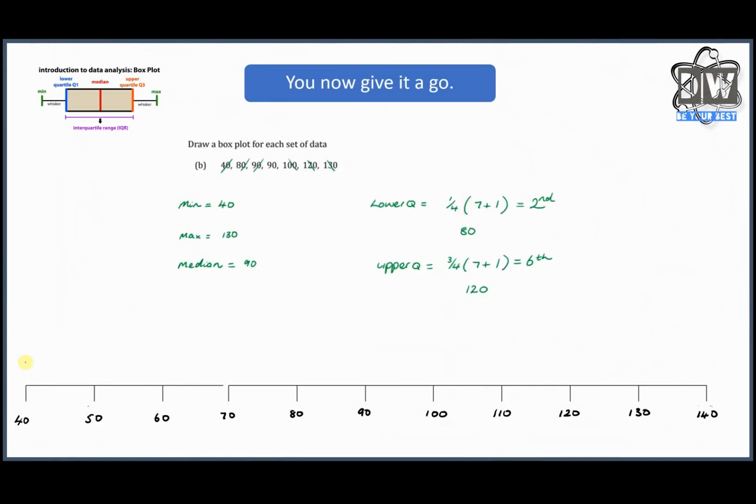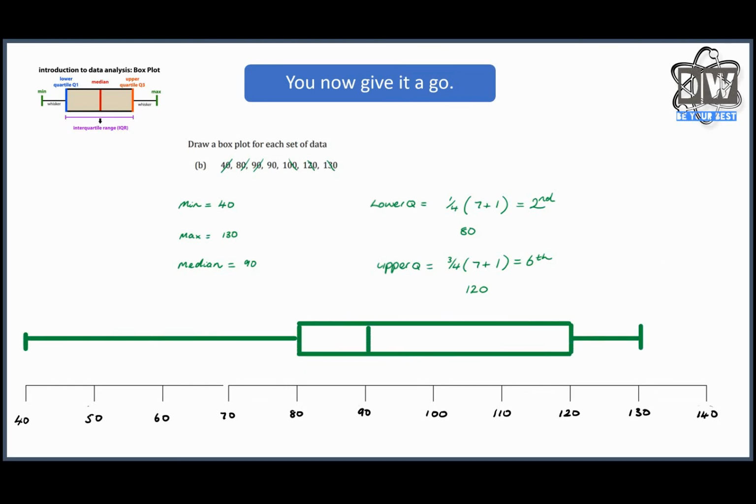Min's going to be at 40. Max is going to be at 130, which is here. The median's going to be at 90. So that's going to be really clear. We've got 80 and 120, and we can really put this in nicely on our graph, can't we? And that's what it will look like.